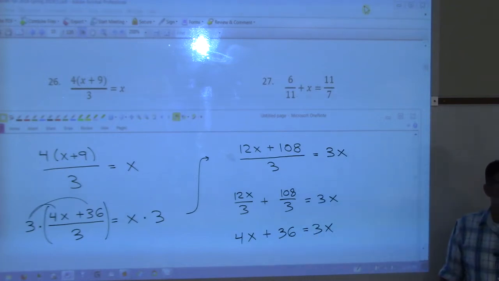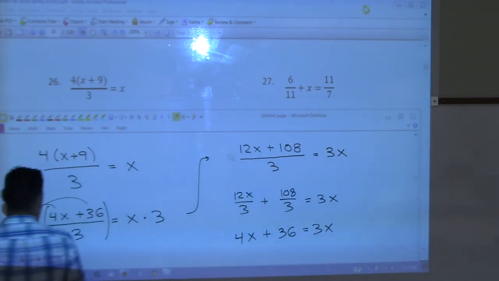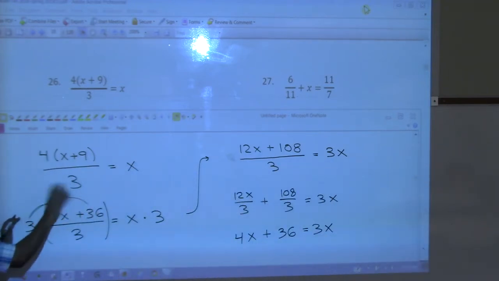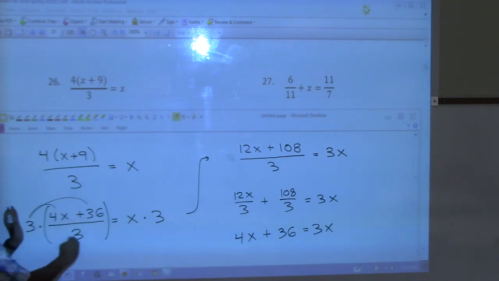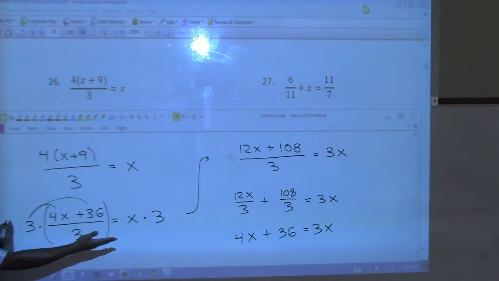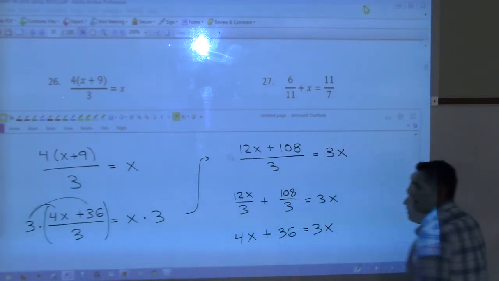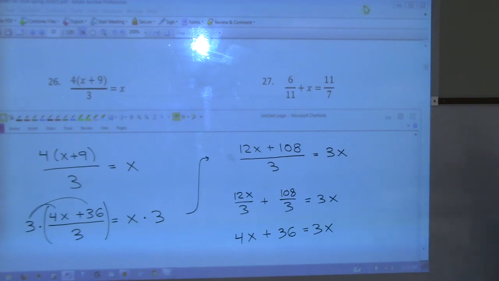All right? Now, do you see what I mean? When I was over here, Tanisha wanted to distribute it through, which I said was fine. I would have just canceled the 3s or reduced them, because if I just kill this and kill this, what am I left with? 4x plus 36. And that's what we wound up getting at the end, right? So I don't care which way you do it. Just get to it.